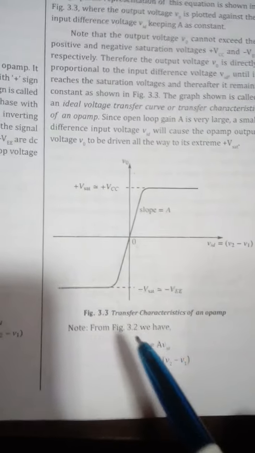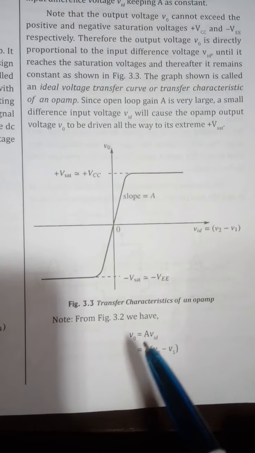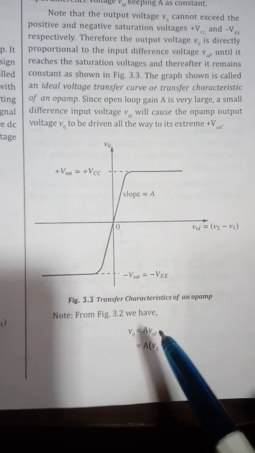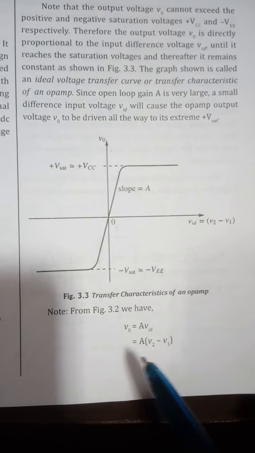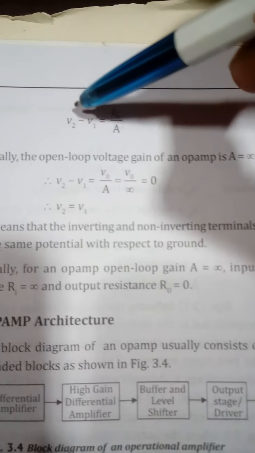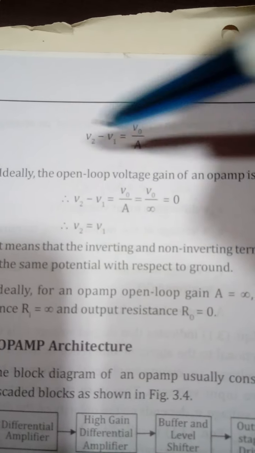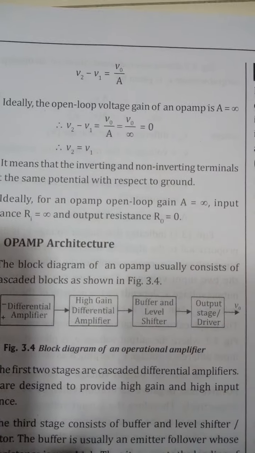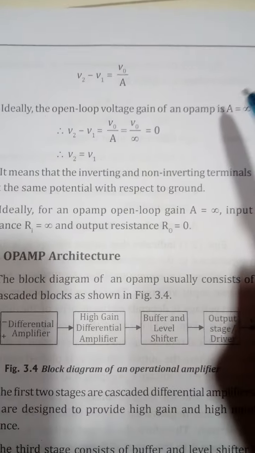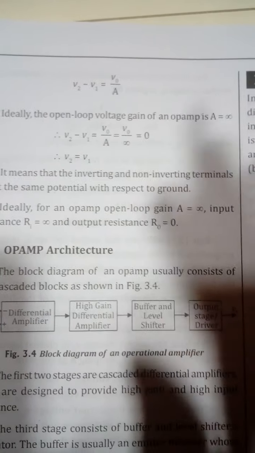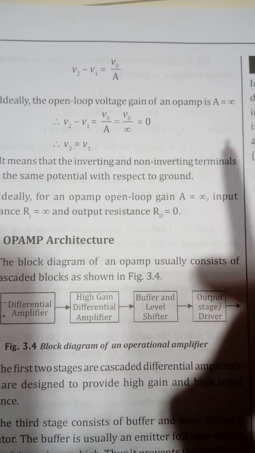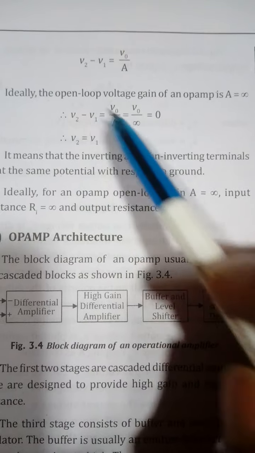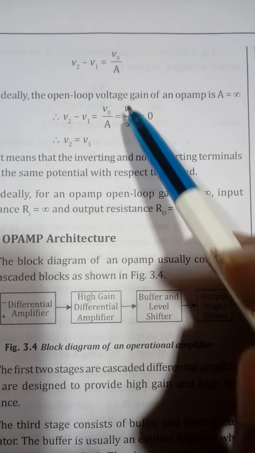Okay, now from this transfer characteristics you can see that V0 is equal to A into VID, which is nothing but the basic op-amp equation, given as A into (V2 minus V1). When you cross multiply, you get V2 minus V1 is equal to V0 by A. So A was in the numerator, it comes below. Ideally, the open loop voltage gain of an op-amp is infinity. So for an ideal op-amp, the voltage gain will be infinity. Therefore, this equation becomes V0 by infinity.